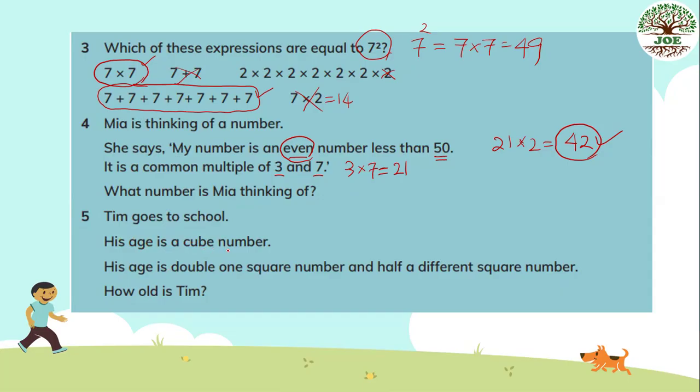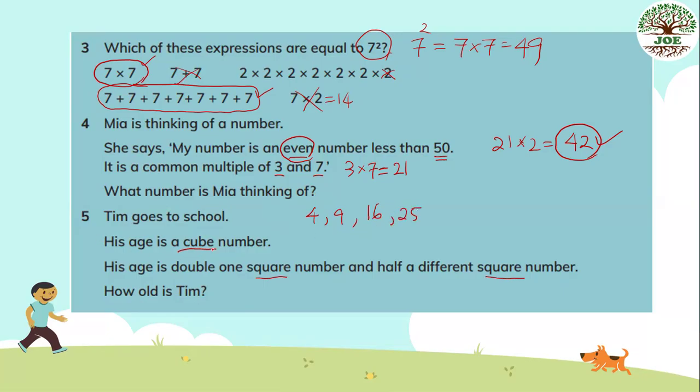Number 5, Tim goes to school. His age is a cube number, and his age is double one square number, and half a different square number. So let's write down square and cube numbers first. Starting from 2 squared is 4, 3 squared is 9, 4 squared is 16, and 5 squared is 25.